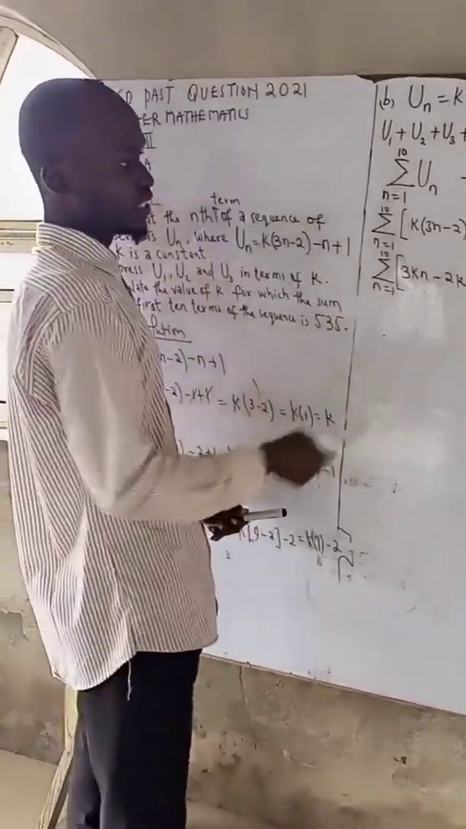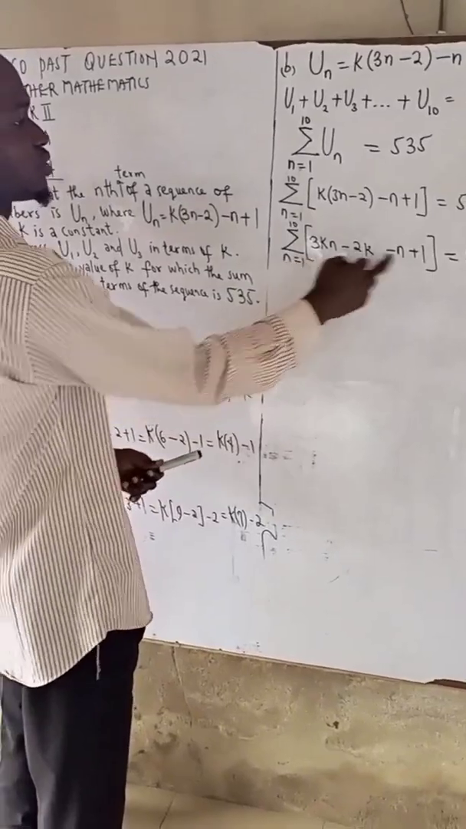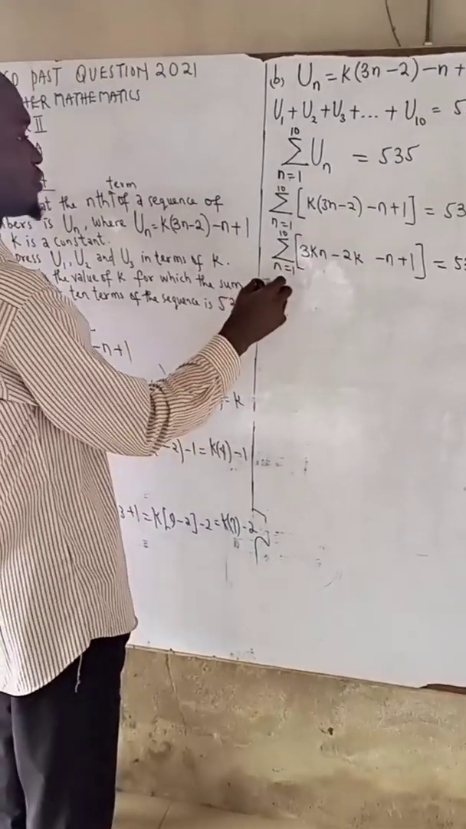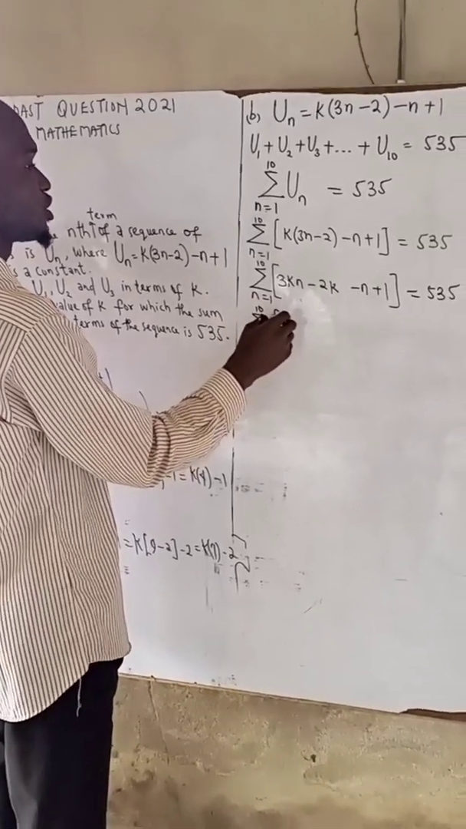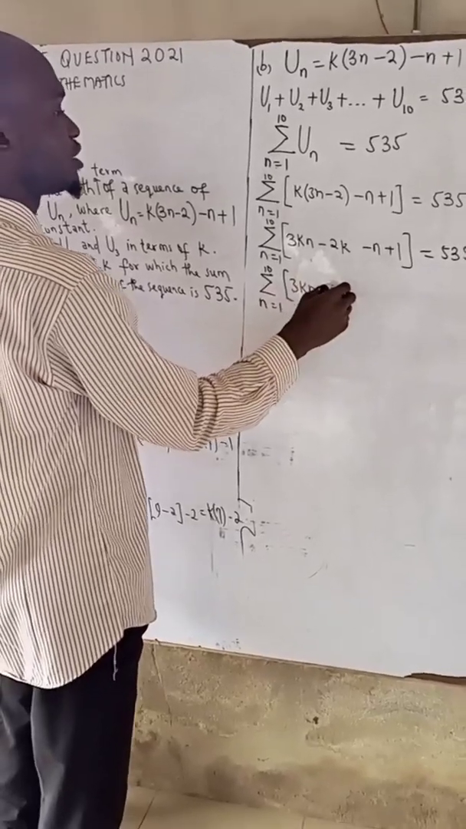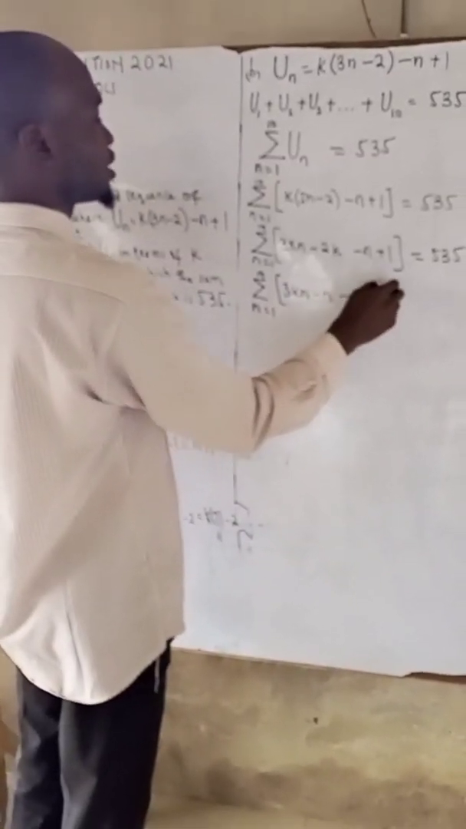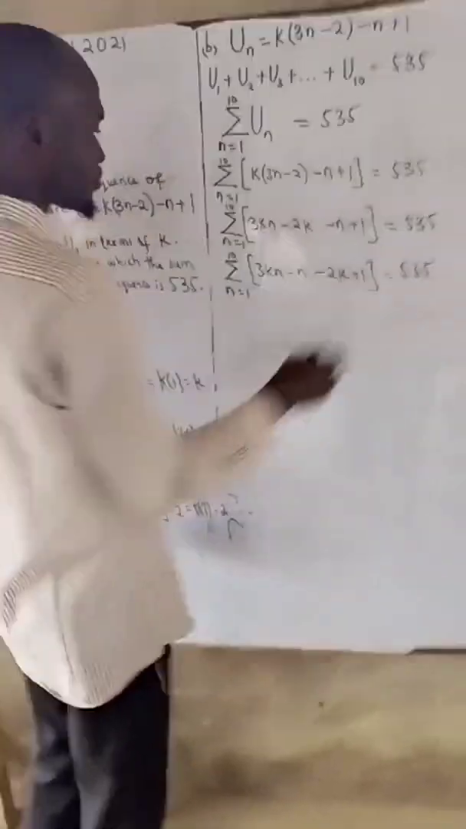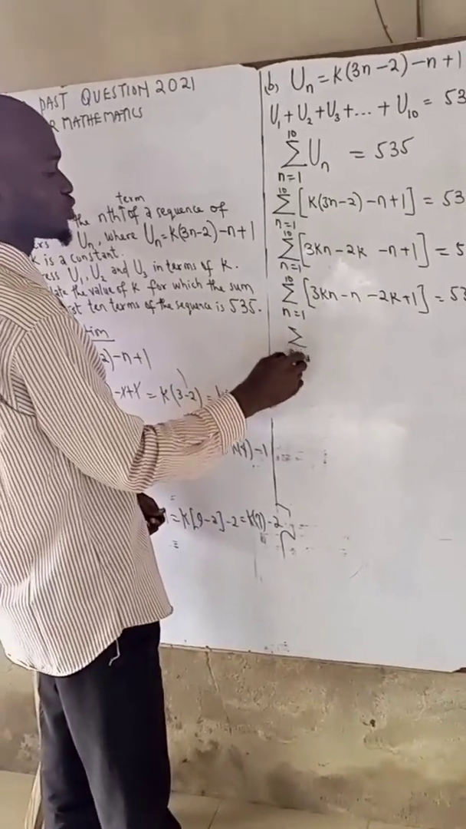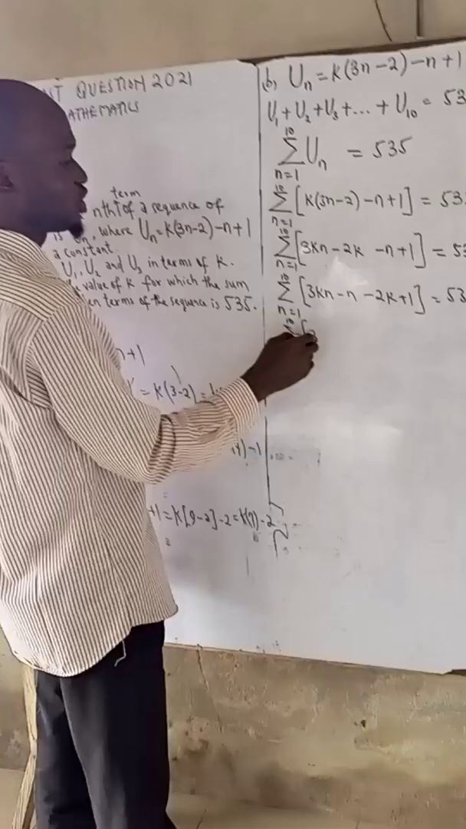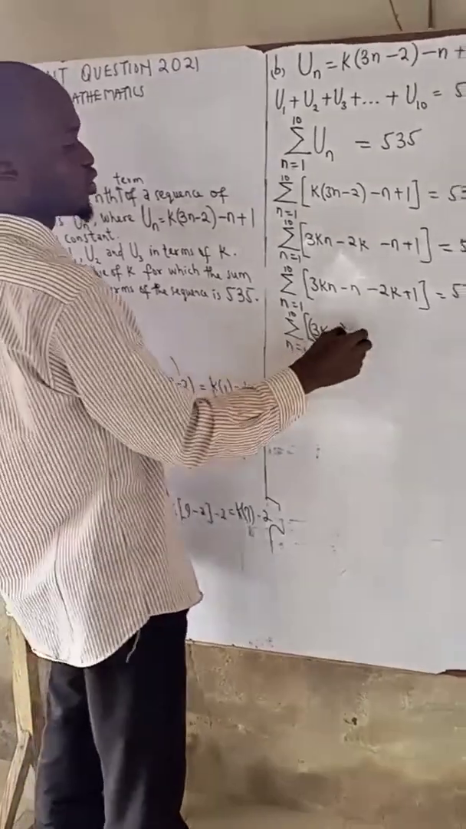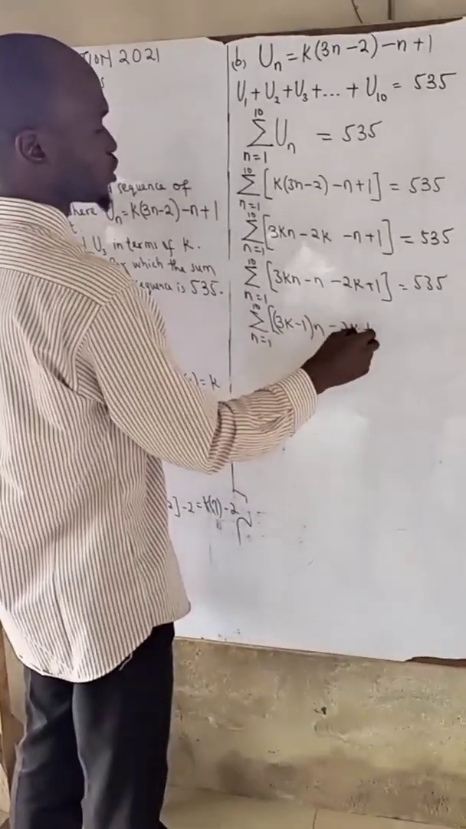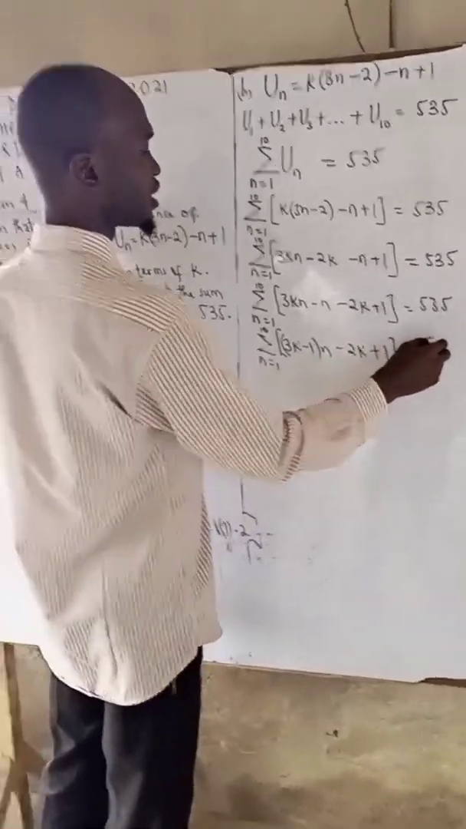We can combine these together to have sigma from n equal to 1 up to 10 of 3kn minus n minus 2k plus 1, close the sigma, equal to 535. Now, n is common here. We can still factor it out. Sigma from n equal to 1 up to 10 of (3k - 1)n, so n is common, minus 2k plus 1, all equal to 535.